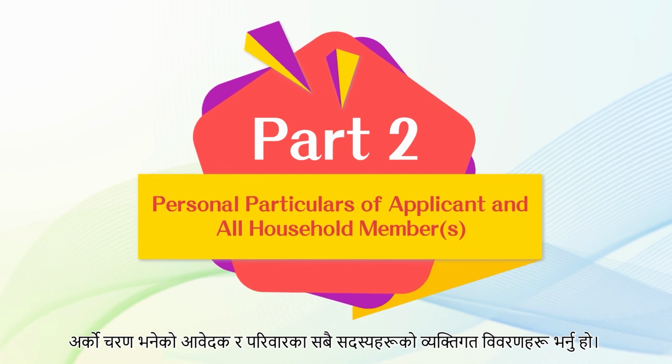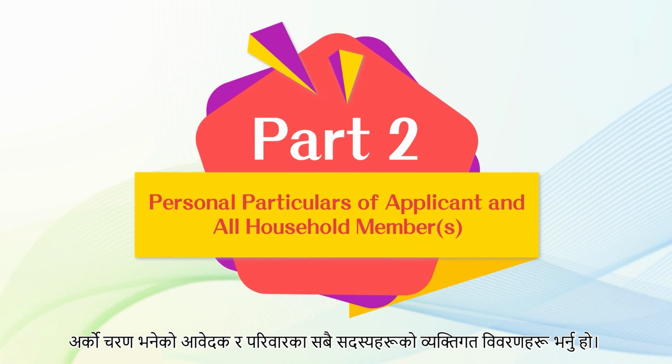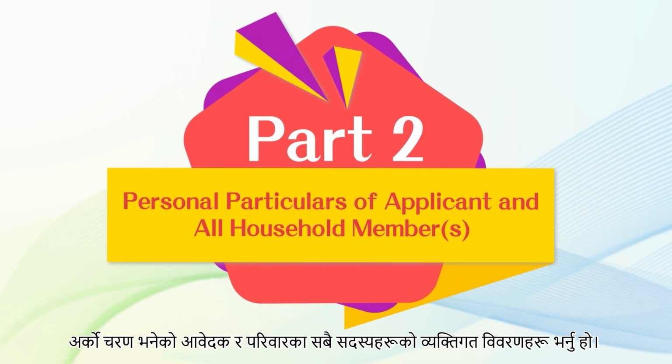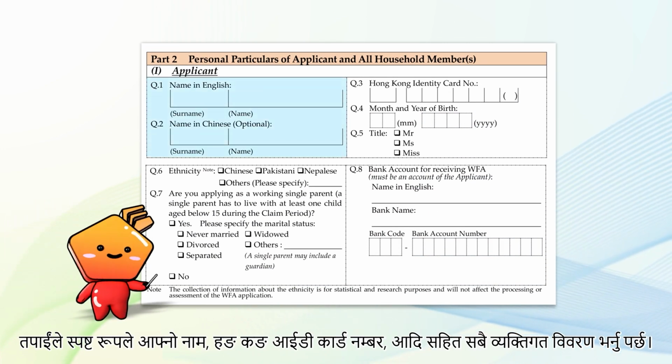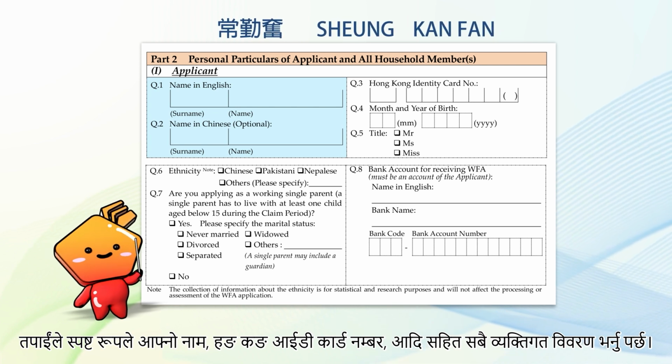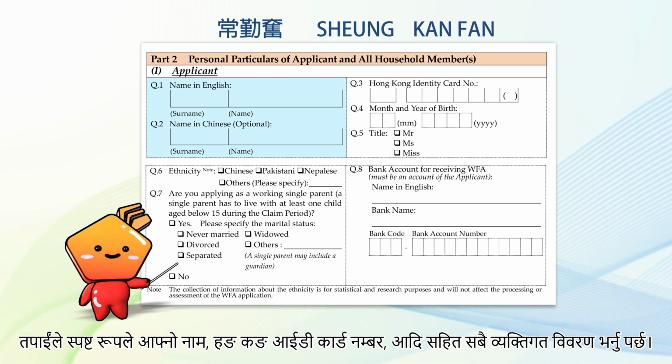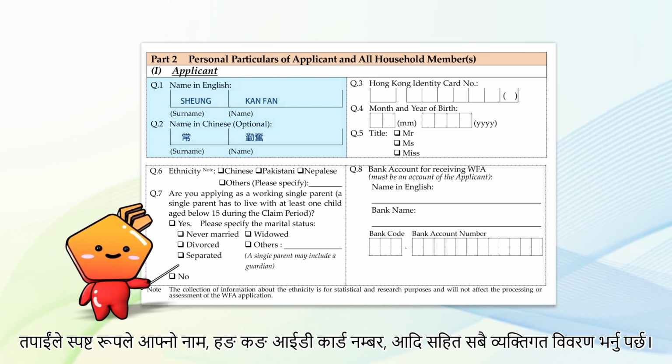The next step is to fill in personal particulars of applicant and all household members. You must clearly fill in all personal particulars, including names, Hong Kong ID card numbers, etc.